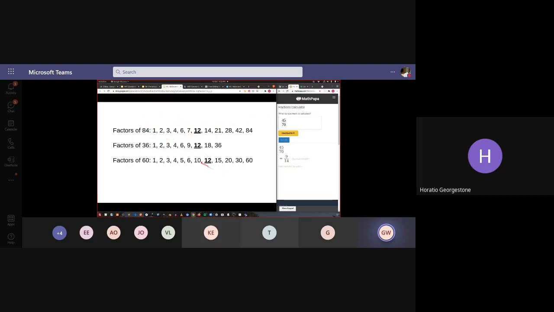Find the highest common factor, and then divide all the numbers by that. And what you will get, I've got it written down here, is 7 to 3 to 5. So 84 divided by 12 is 7. 36 divided by 12 is 3. 60 divided by 12 is 5.